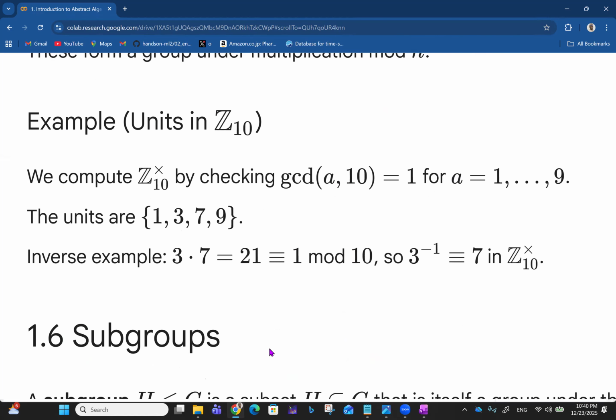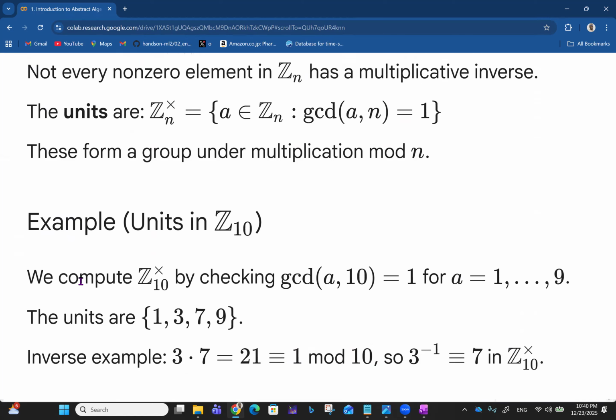Like that. So we have an example to buttress the idea. We want to compute Z10 star by checking the greatest common divisor between a and 10.